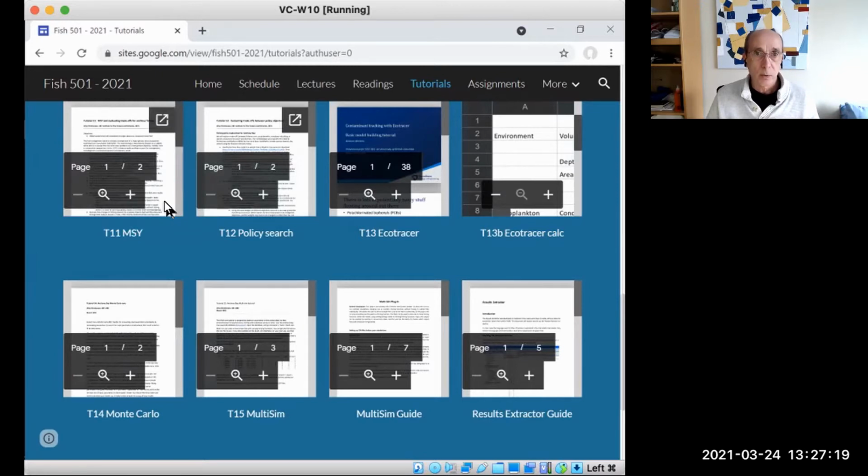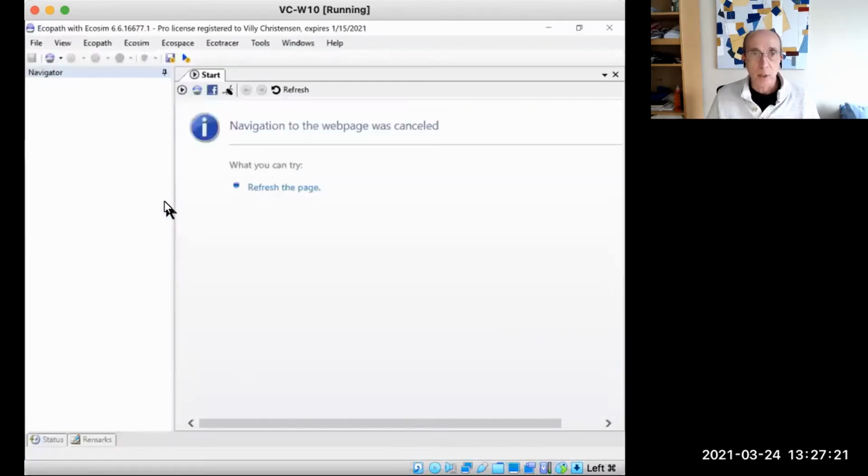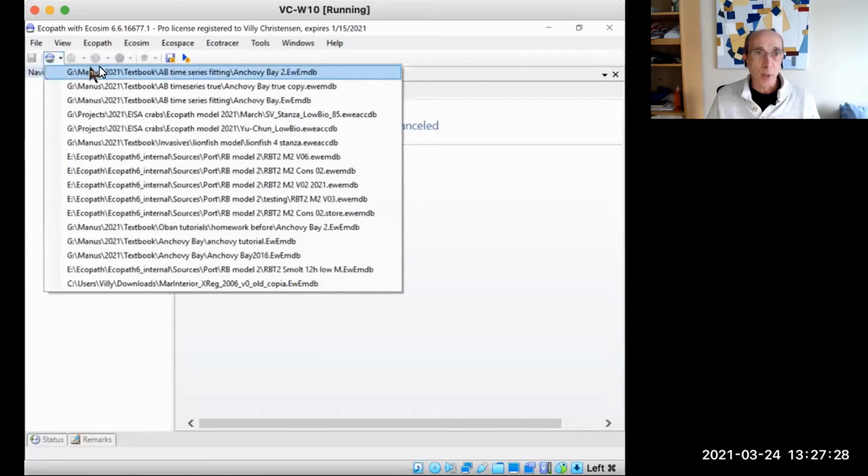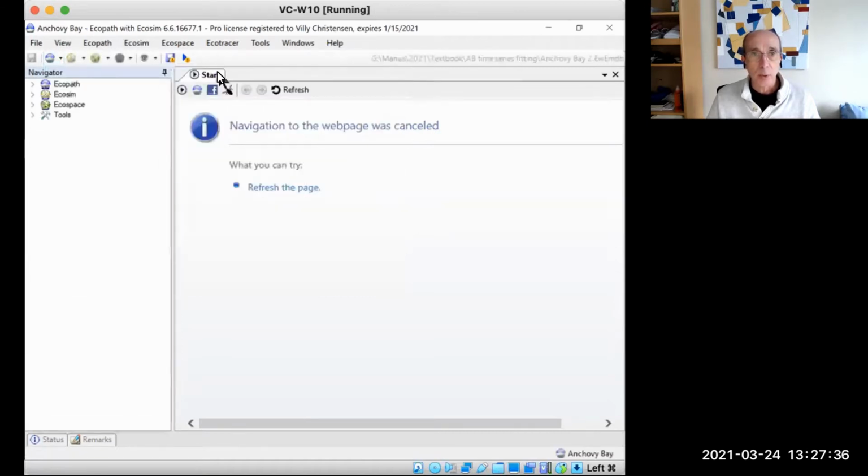For this, let's have a look at Ecopath. We're going to be working on Anchovy Bay, so I'm going to open it. Basically you can use any version you may have of Anchovy Bay. I'll just open it.